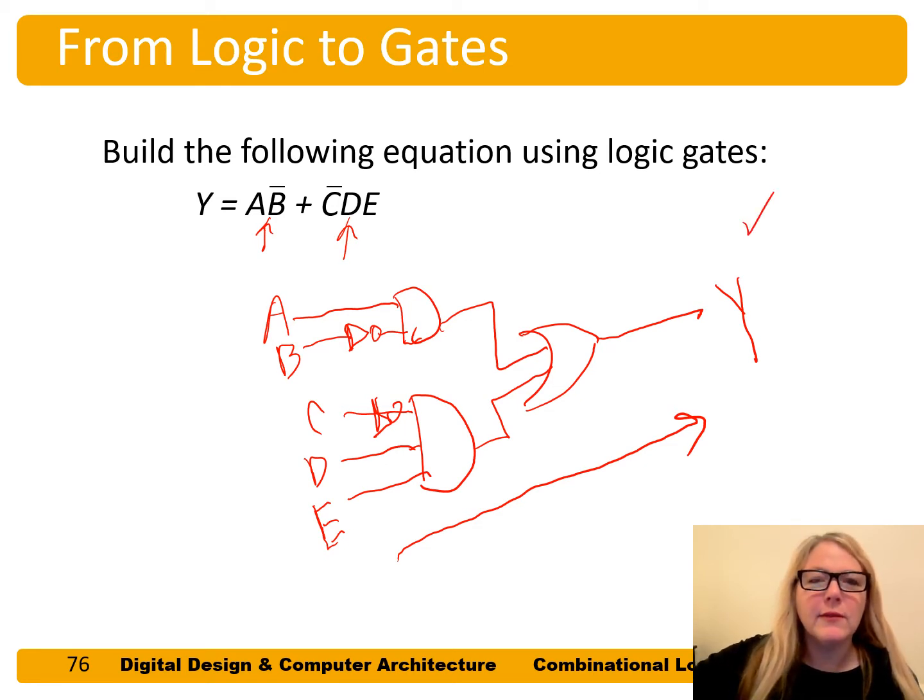And so we can implement any sum of products, or SOP, form of the equation using two-level logic, with a level of AND gates followed by a level of OR gates.